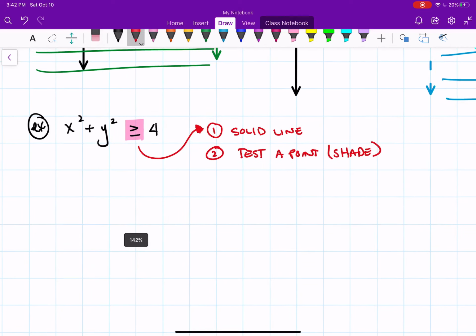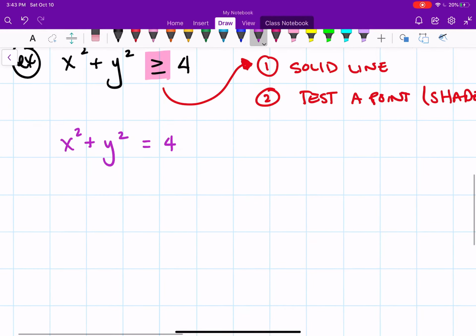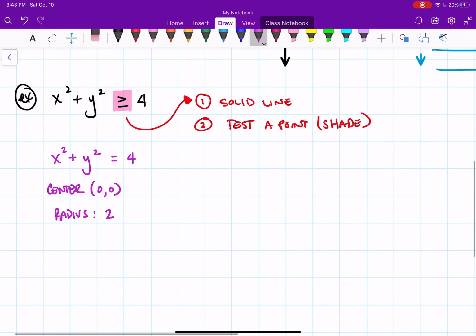Okay, so now I'm just going to deal with this as if it was a regular equation. So x squared plus y squared equals 4. What do I know about x squared plus y squared equals 4? Well, I know that the center is 0, 0, and my radius is 2, okay? All right, so let's go ahead and draw some lines here.